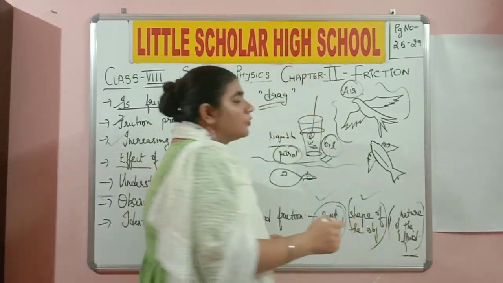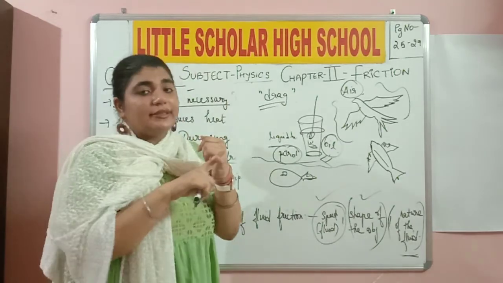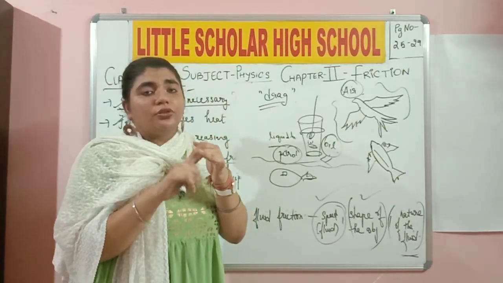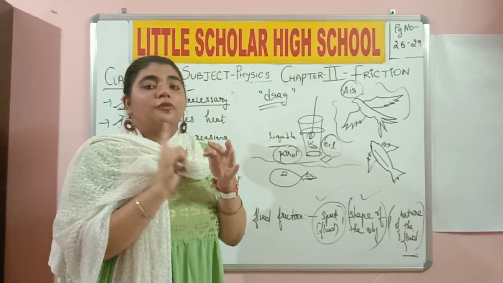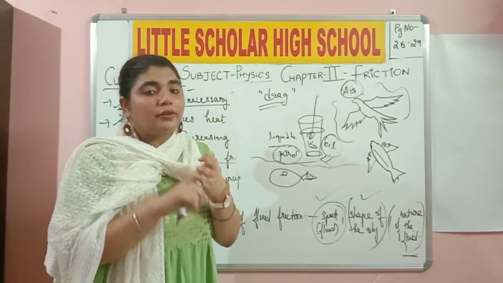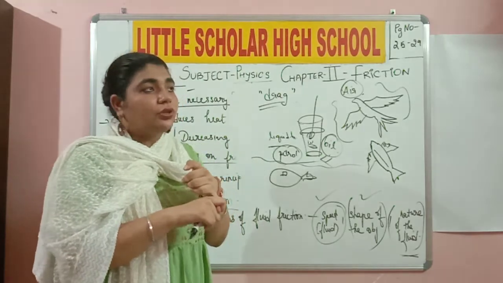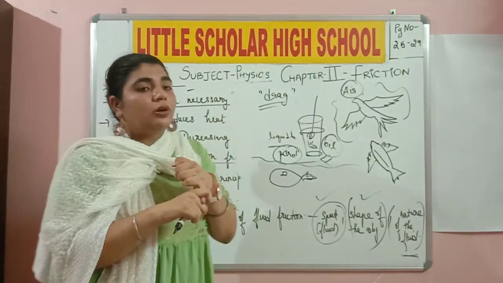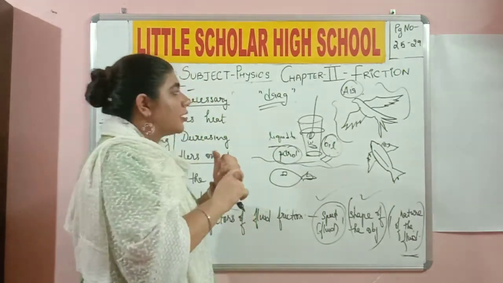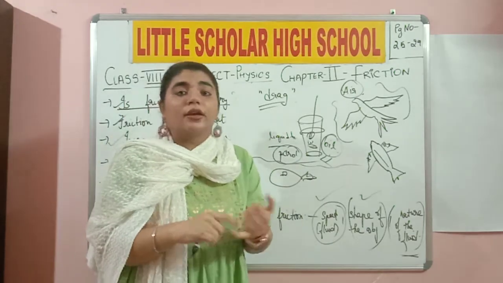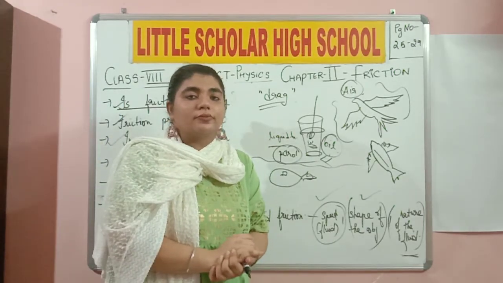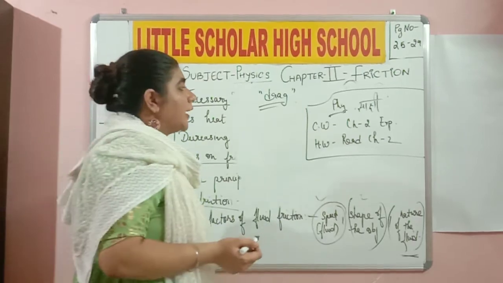We have learned about four kinds of friction: sliding friction, static friction, rolling friction, and fluid friction. We have learned what factors they are dependent upon, what increases and decreases friction, and we have also learned about very simple activities. In the next class, we will discuss the think and discuss and the MCQs.